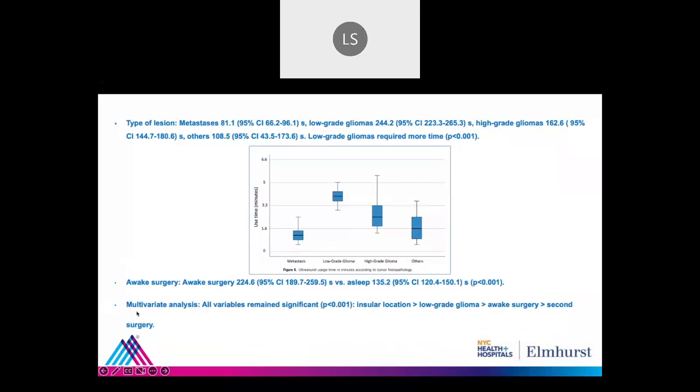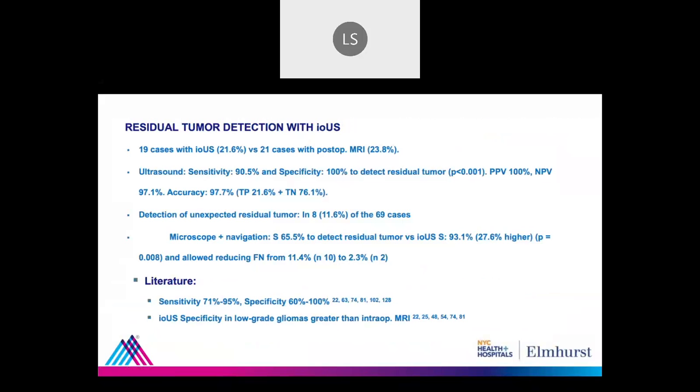When we ran a multivariate analysis, all the variables remained significant, and the most important one was the insular location. So the location of the tumor was the one that actually increased the use time the most. We were able to find residual tumor in 19 cases with the ultrasound and in 21 cases with the post-op MRI. So we found that ultrasound actually has a great sensitivity and 100% specificity in terms of detecting residual tumor intraoperatively.